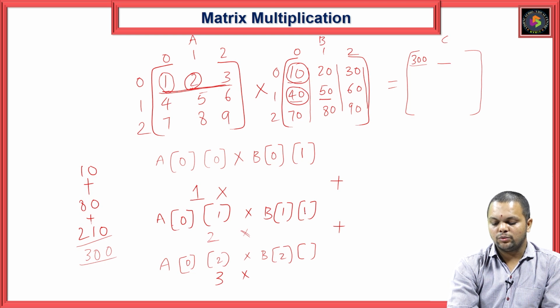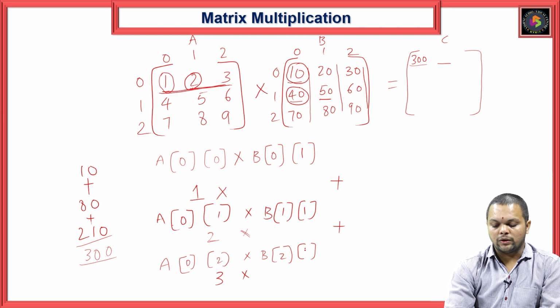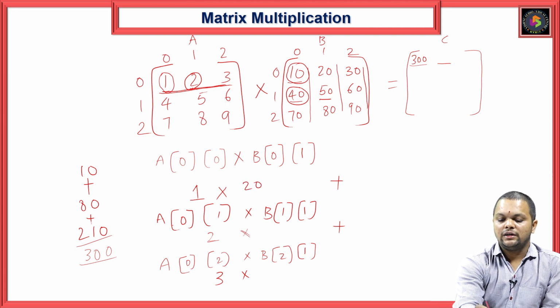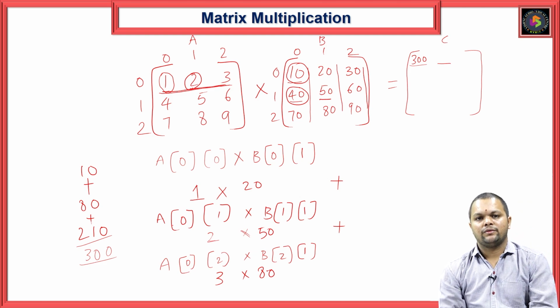So I'll say it as 1, 1. Again 0, 2 should be multiplied with 2, 1. So 1 should be multiplied with 20. Next, again 2 should be multiplied with 50. Next, again 3 should be multiplied with 18. So this is a process.